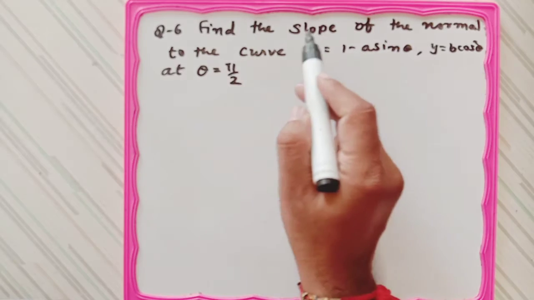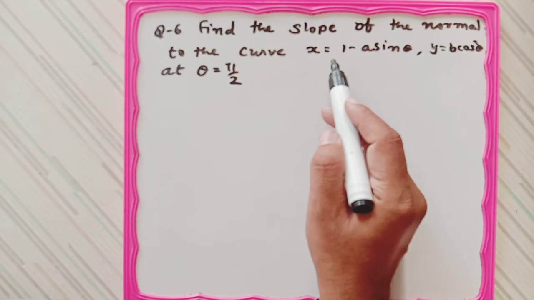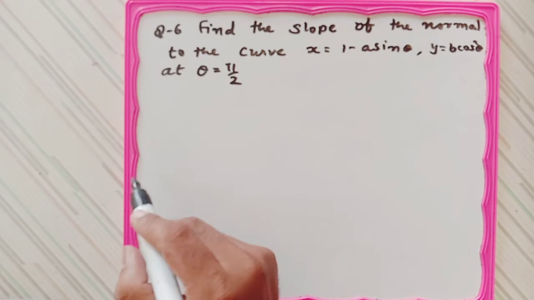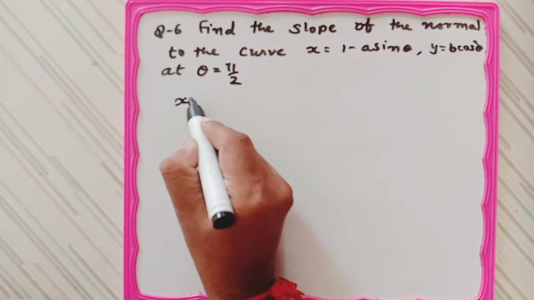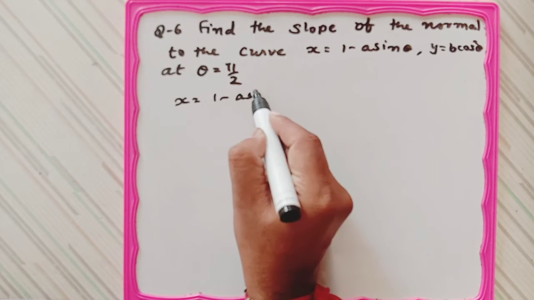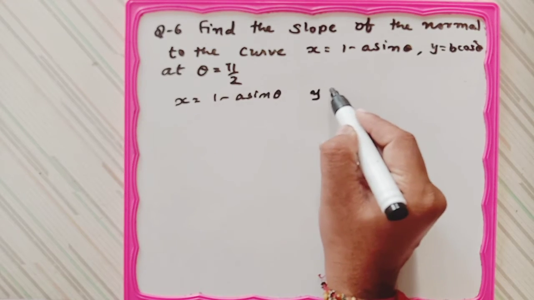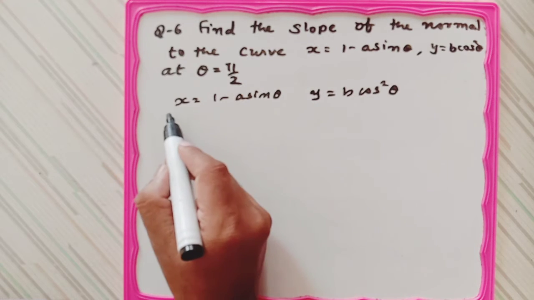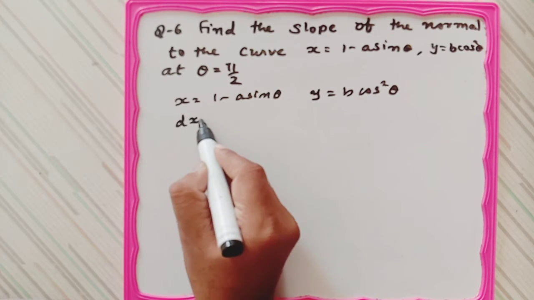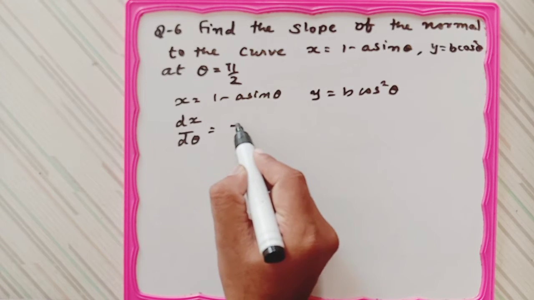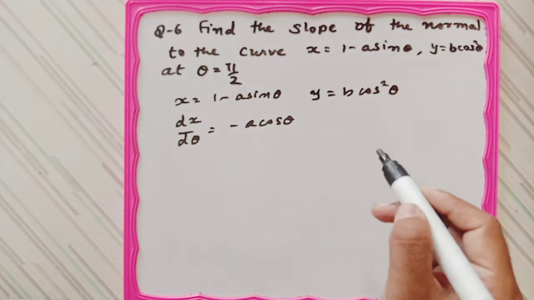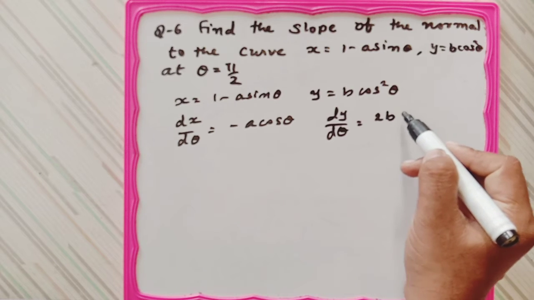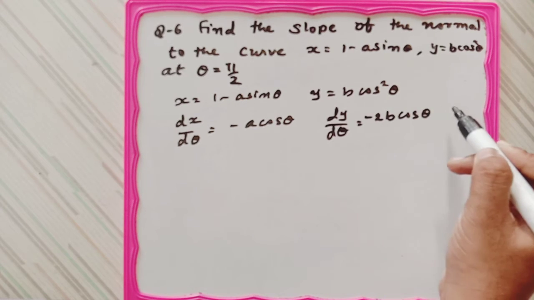Question 6: find the slope of the normal to the curve x equals 1 minus a sin theta and y equals b cos square theta at theta equals pi by 2. So we differentiate with respect to parameter theta, and dx by d theta equals minus a cos theta, and dy by d theta will be 2b cos theta, and the differentiation of cos theta is minus sin theta.